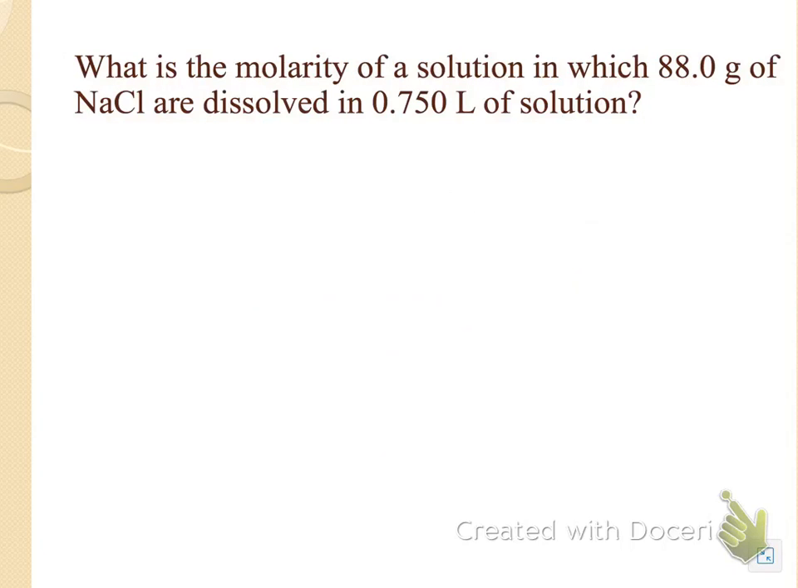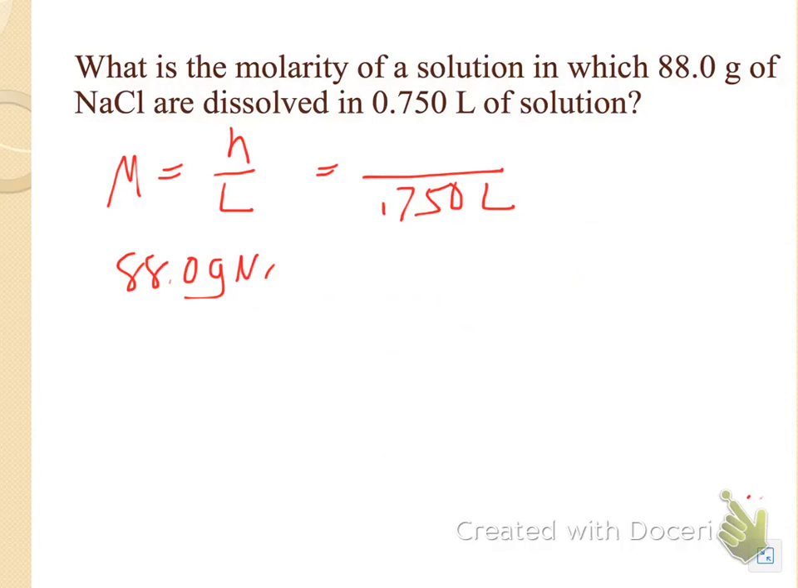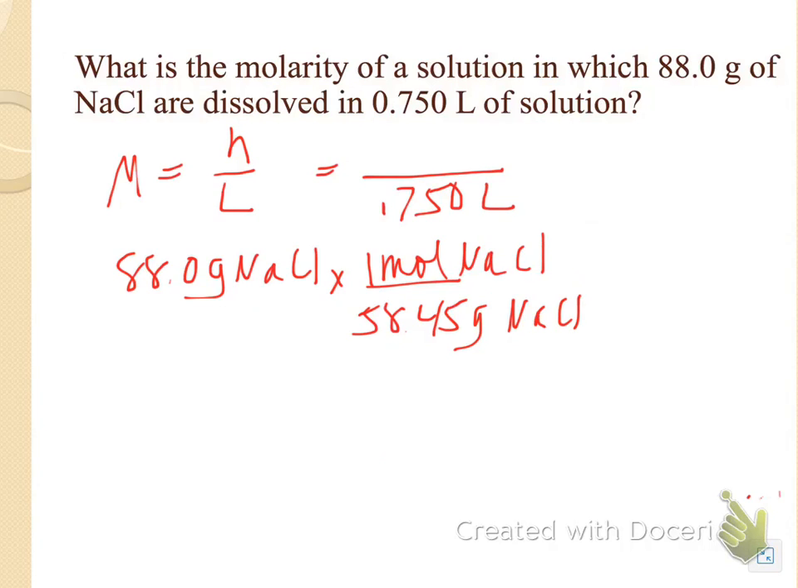Okay, so what is the molarity of a solution in which 88 grams of sodium chloride are dissolved in 0.75 liters of solution? Okay, so here we have 88 grams of sodium chloride. We know how much solution we're making. So again, molarity is moles of solute over liters of solution. We know the liters of solution is 0.75, so we're just going to put that in. But we've got to figure out how many moles of solute we have. So we can take that 88 grams of sodium chloride and find how many moles it is using its molar mass.